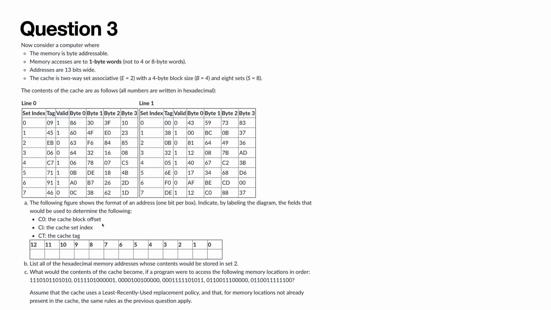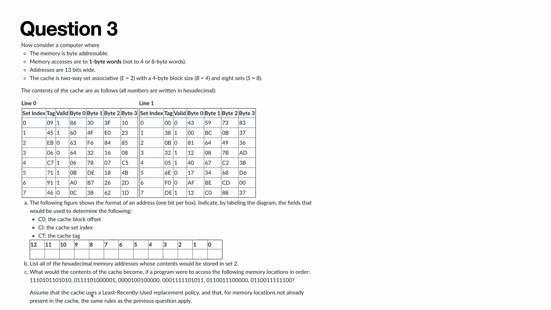So very similar to question 2. First of all, let's fill out this information table. And question B is to list all the hexadecimal memory addresses whose contents would be stored in set 2. And then question C would be what would be the contents of the cache if a program were to access the following memory locations in this order.